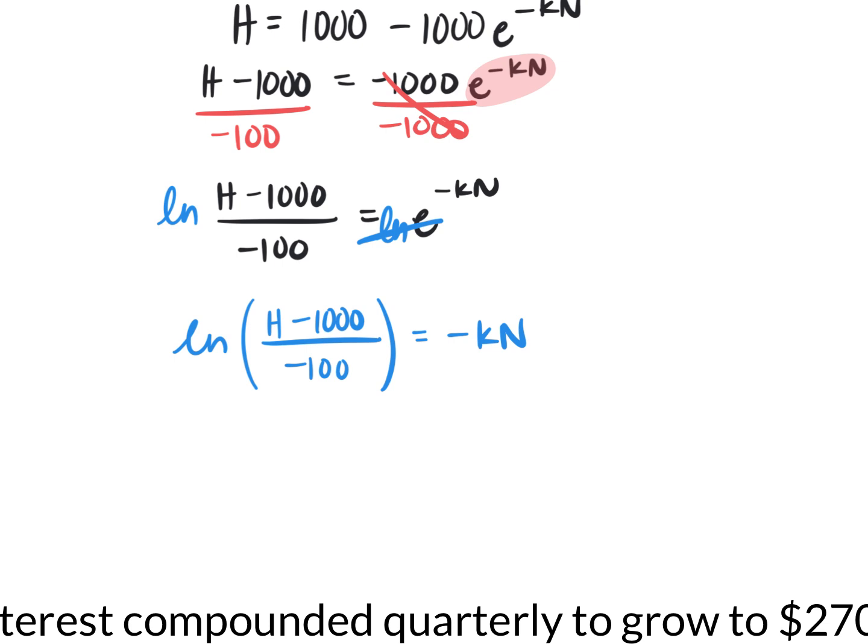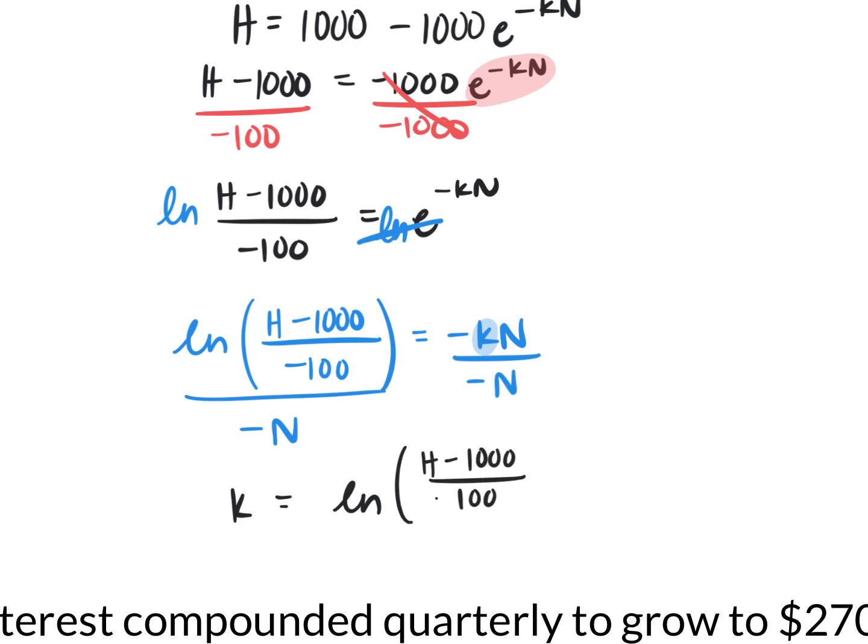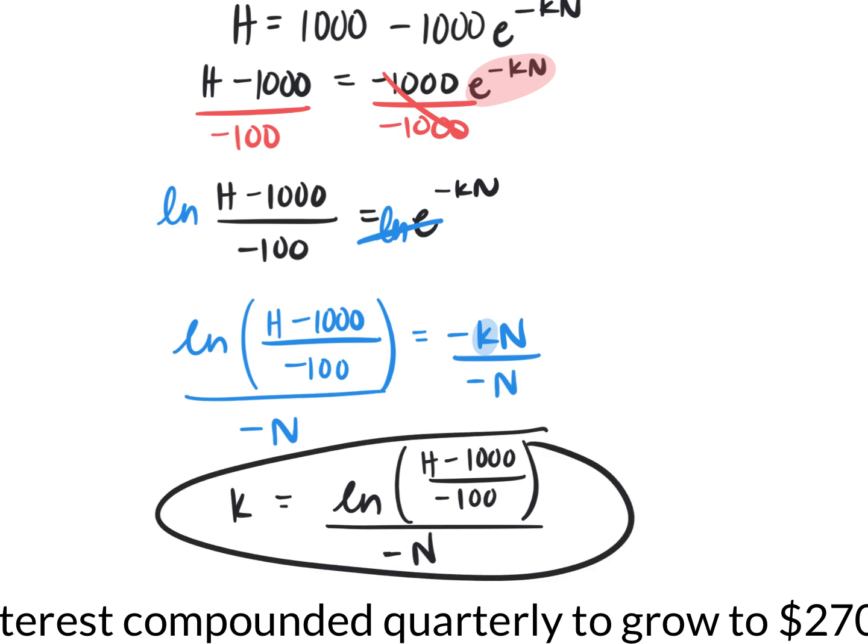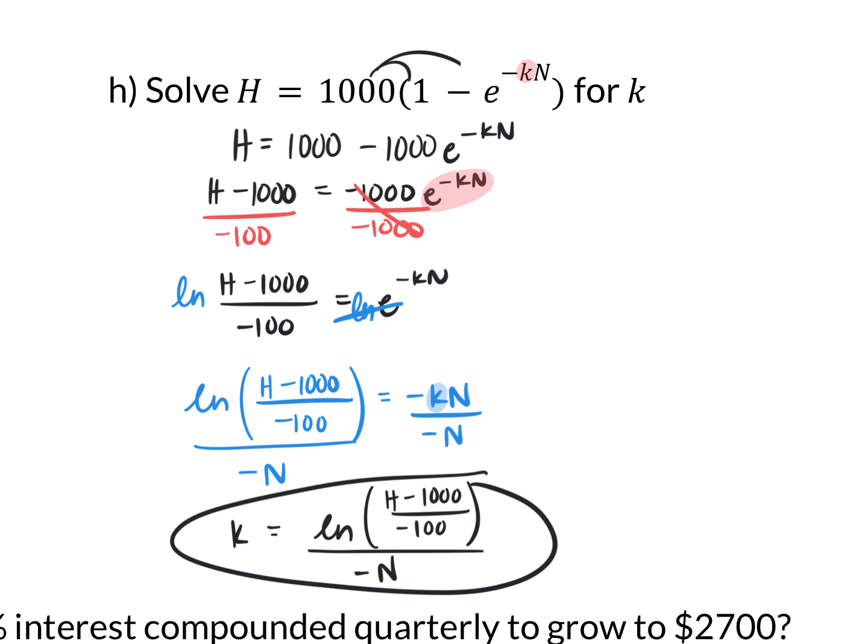And then if I'm solving for k, I need to move everything else over to the other side, so I'm going to divide by negative n on both sides. So k is equal to this natural log of (h - 1,000) all divided by negative 1,000, which is then all divided by negative n. Okay, so that's kind of a tricky one, but it's just testing to see if you know how to solve these exponential and logarithmic equations without these numbers as well. Do you know your rules? Okay, so try out the homework. If you have questions, please let me know.